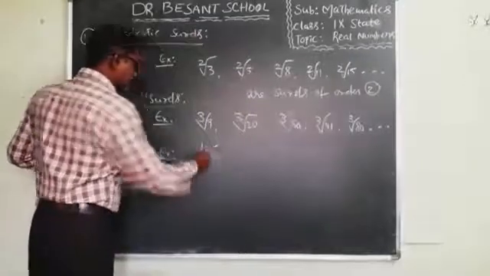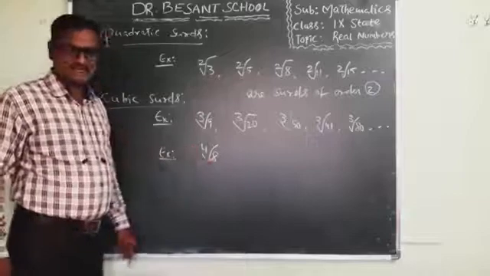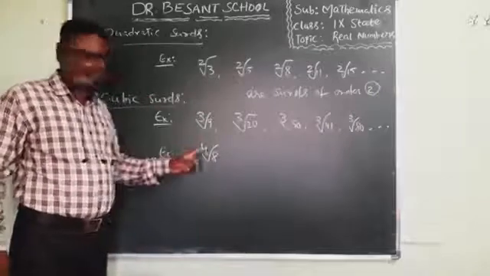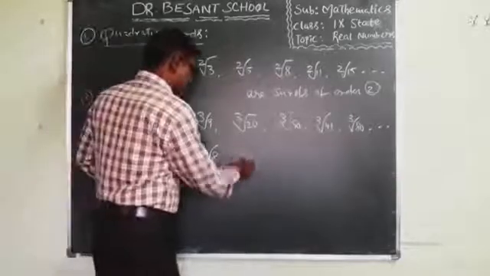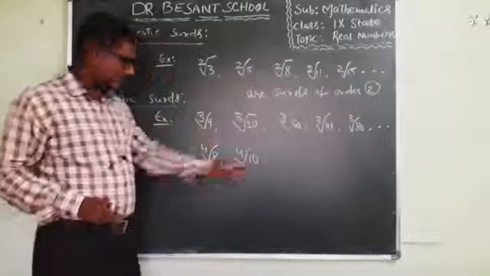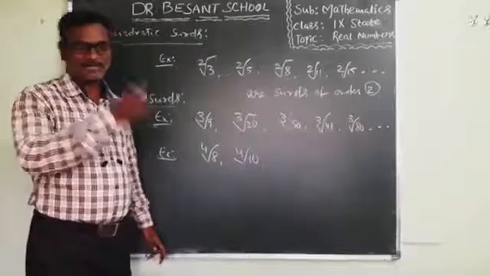Fourth root of 8. 8 cannot be written as the fourth power of some rational number. So fourth root 8 is a surd. Again, fourth root 10. 10 cannot be written as the fourth power of some rational number. So it is a surd.